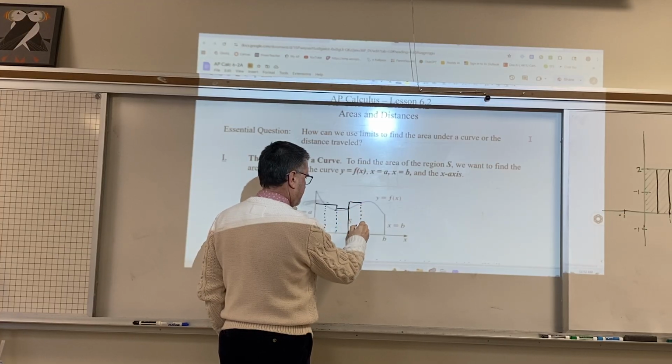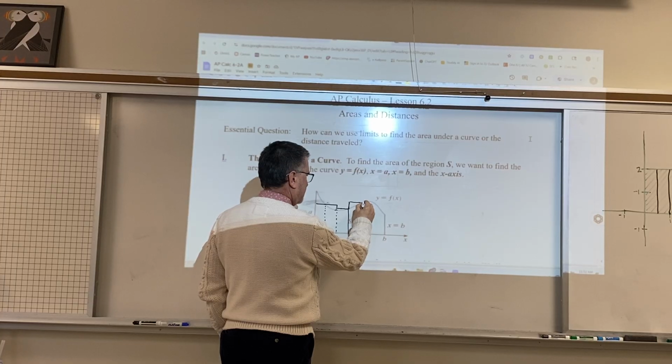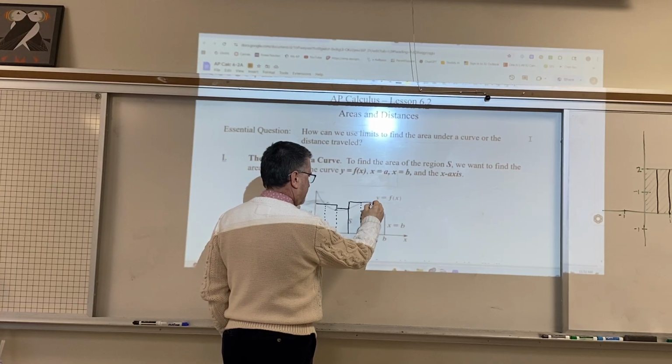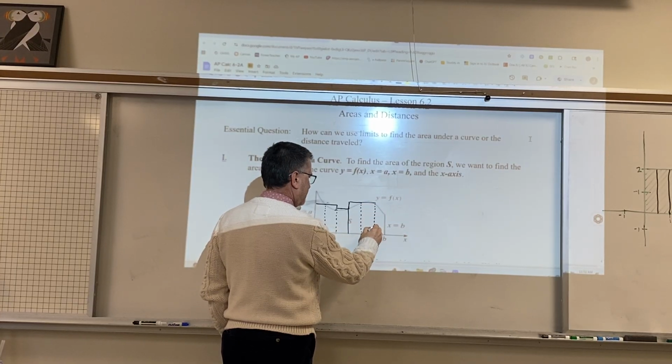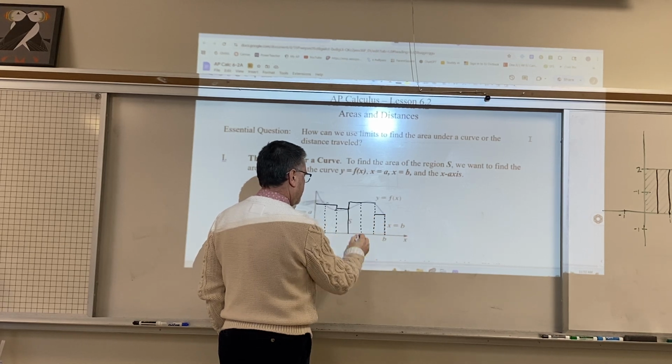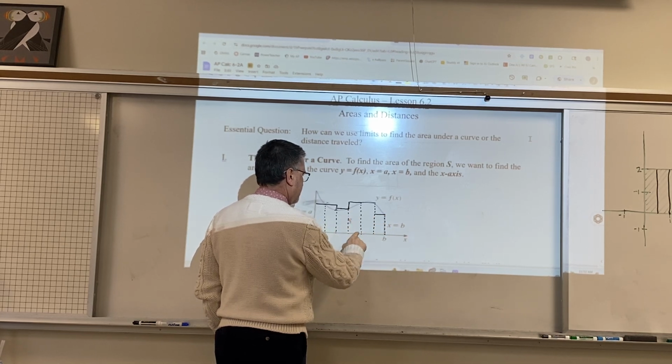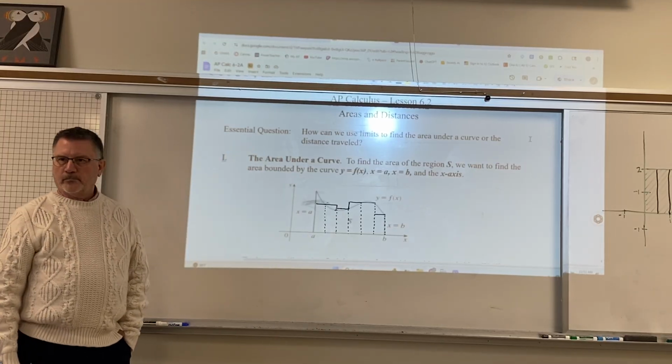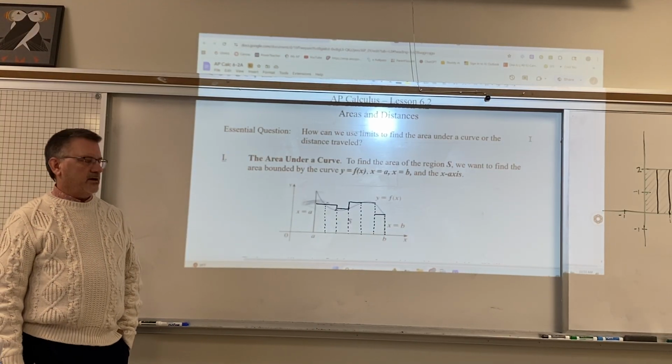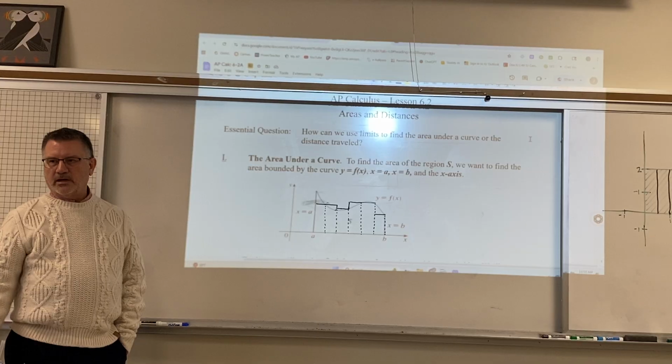Alright, why are you going slightly above? Oh yeah, I'll explain that. Okay, so I'll try to find the area of each rectangle and add them together.